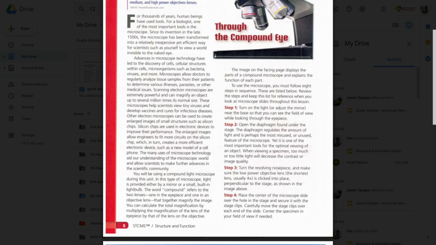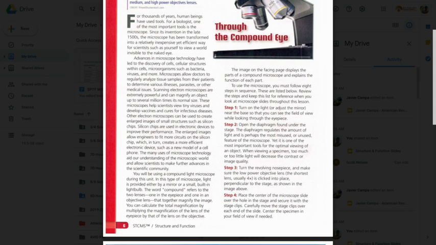The diaphragm regulates the amount of light and is perhaps the most misused or underused feature of a microscope, yet is one of the most important tools for optimal viewing of an object. When viewing a specimen, too much or too little light will decrease the contrast or image quality. Step 3. Turn the revolving nosepiece and make sure the low-power objective, or the shortest lens, usually 4x, is clicked into place, perpendicular to the stage as shown in the image above.